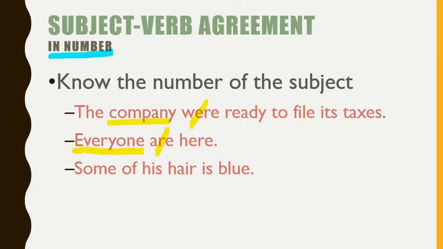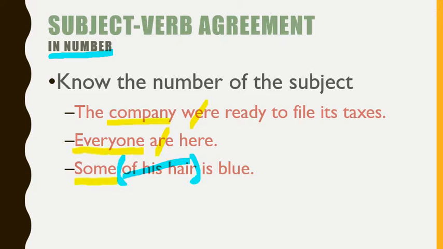Some of his hair is blue. Well, now we gotta think, where's my subject first of all? The subject here is not the hair, the subject is some. A pronoun, subject here, and the of his hair is called a prepositional phrase, and we ignore that part when we're talking about subject and verb situation. So all we're thinking about is some is.